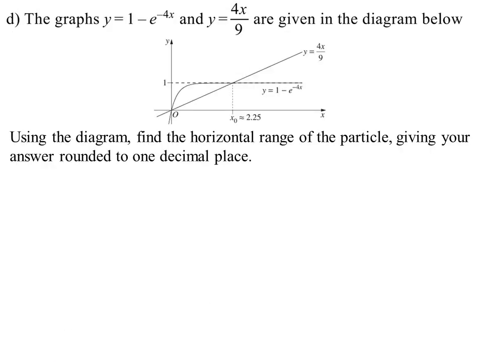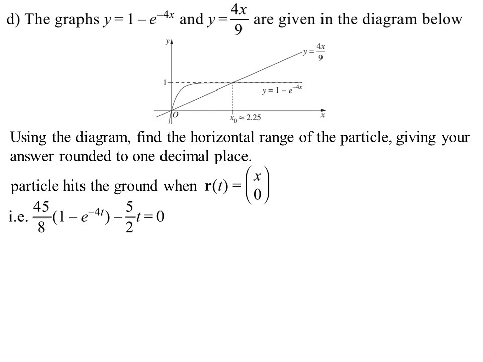Okay. Now comes the interesting part of the question. They gave us these graphs: y equals 1 minus e to the minus 4x and y equals 4x on 9. Using that diagram, find the horizontal range of the particle. Well, we know it hits the ground. The way I've put it there is still using vector notation. I don't know where, so I've left the x value as x. I don't really need to know it, because what we're interested in is when y equals 0. So let's just look at that component.